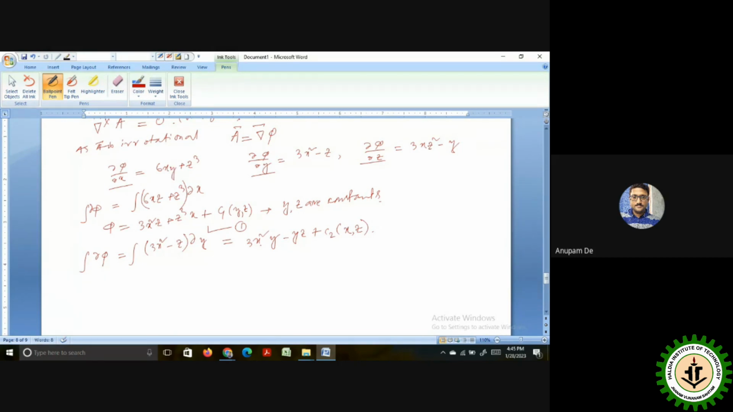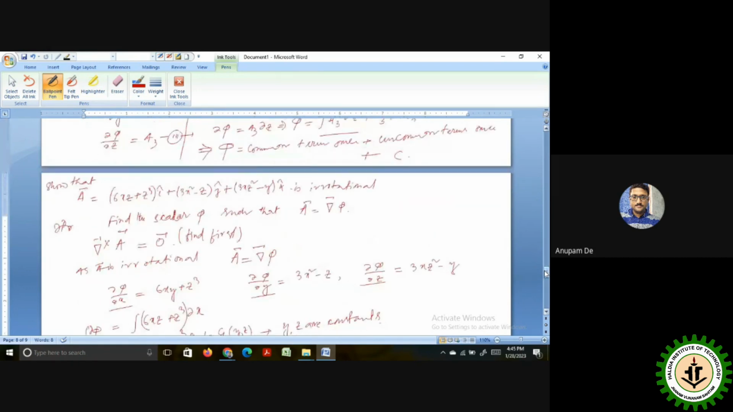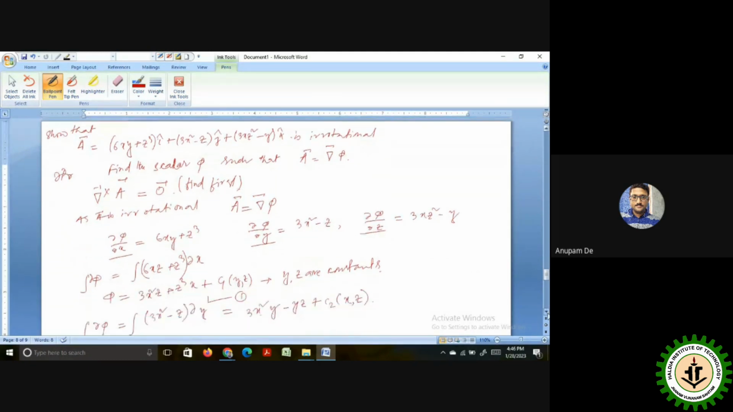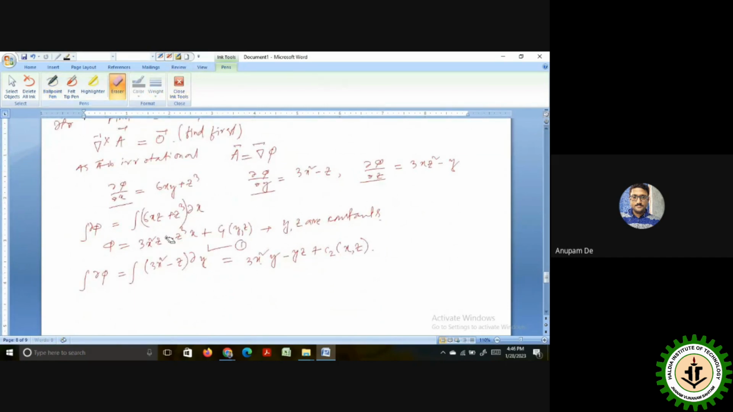I think I have done the mistake earlier in the function itself. The function you have written, this will not be xz, this will be xy. Otherwise, there will be nothing common. So this will be y. Here y, so there you have got x square y plus this one.